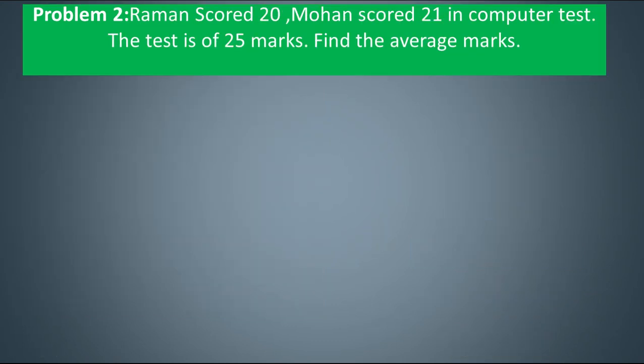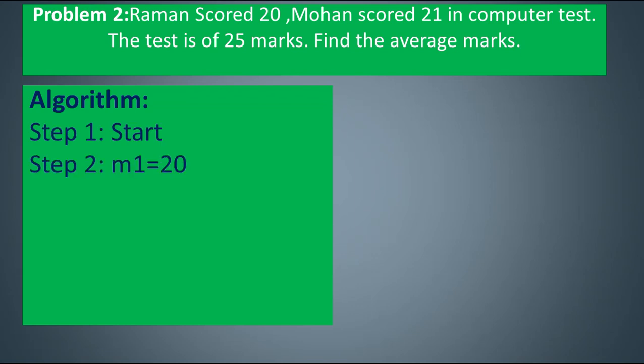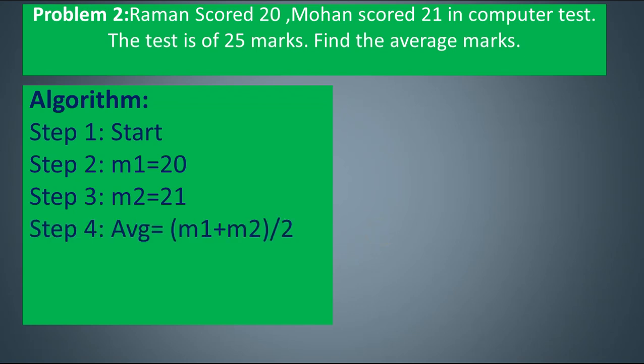So let us take another example. In this example, we can see Raman scored 20, Mohan scored 21, and find the average. So finding the average is a bit easy. Sum up the values and divide by the number of values. So start the process, store the value of first name, that is Raman scored 20. The 21 is stored in M2. M2 represents the variable for the marks of Mohan. After that, you will sum the values and then divide by 2. And then you will store the result in AVG. So displaying the answer and stopping your algorithm.